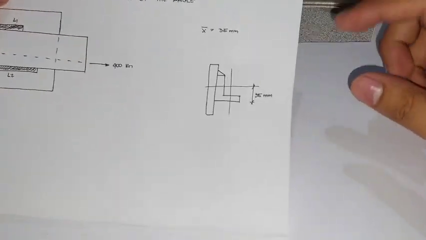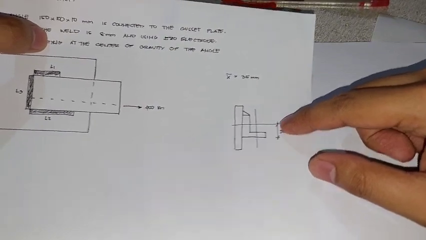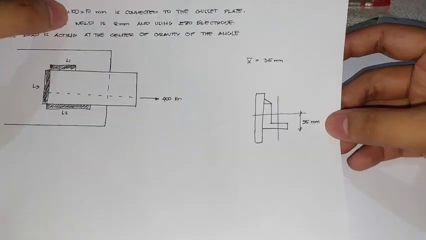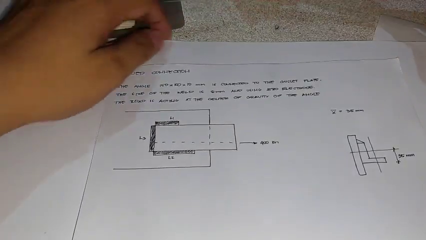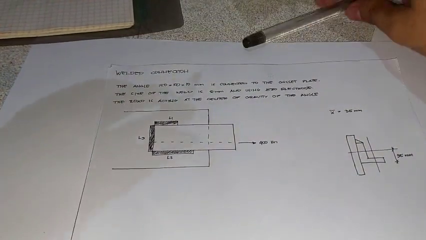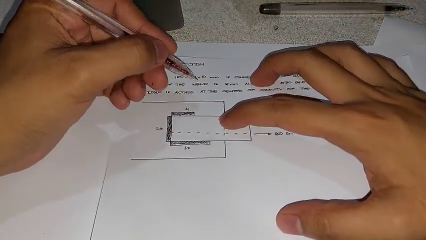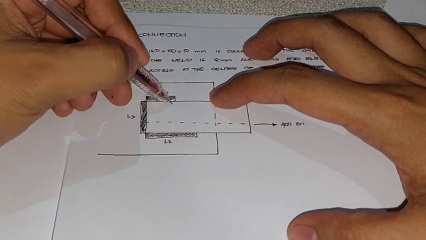So the center of gravity of the 150 angle is at 35 mm. First, identify your L1 and F1. So your L1 is here, so your F1 is here.